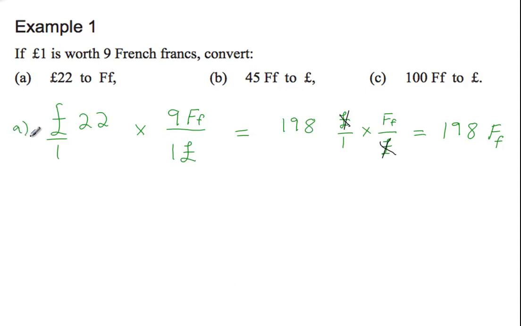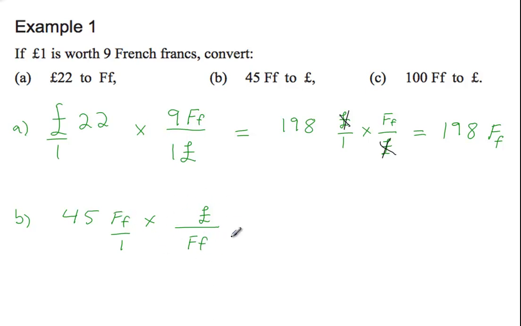Okay, that was A. Let's try B, and we're going to do the same process, except we're going the other way. 45 French francs to pounds. Okay, so we're starting with 45 French francs, and we're going to multiply this by some conversion that's going to give us pounds. So we're looking for pounds. We want to have pounds, so we put pounds on top. Now here we have French francs. We can think of French francs as French francs over 1. It's the same thing. To get rid of this, we need to multiply it by 1 over French francs. These will end up canceling each other.